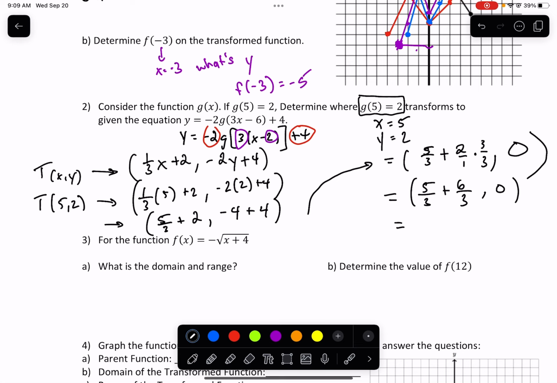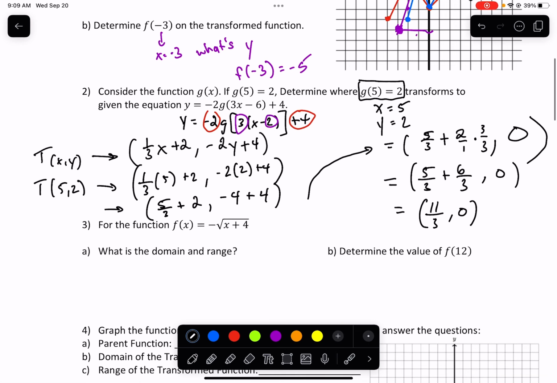Okay, so we're going to get (11, 3) and 0 is where that point would be given the transformations that have been applied to it. Is everybody okay? Okay, again, it's just like the first question. Major barrier for everybody is going to be identification of the transformations. It's where you need to spend your time.